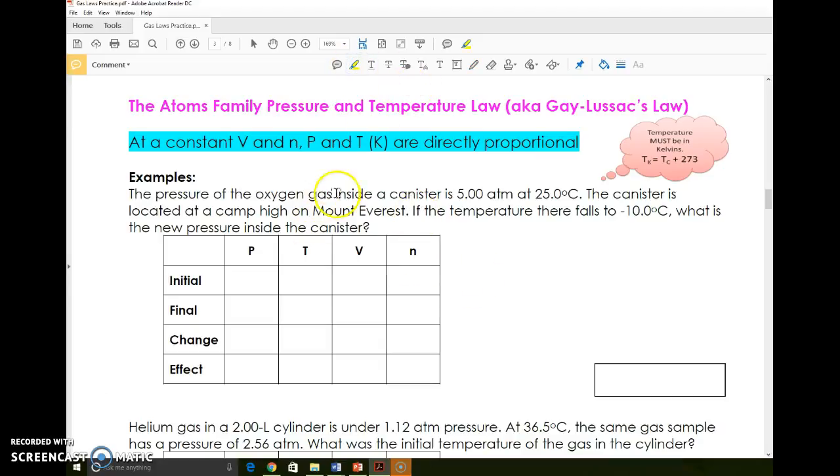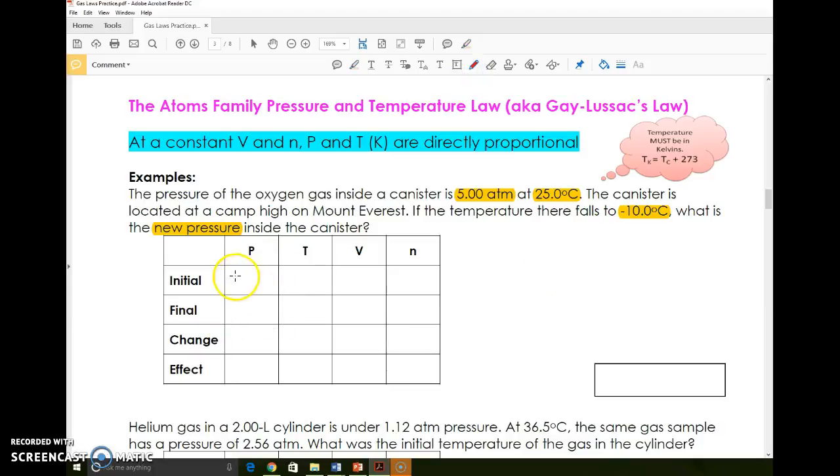The pressure of oxygen gas inside a canister is 5 atm at 25 degrees Celsius. The canister is located at a camp high on Mount Everest. If the temperature there falls to negative 10 degrees Celsius, what is the new pressure inside the canister?